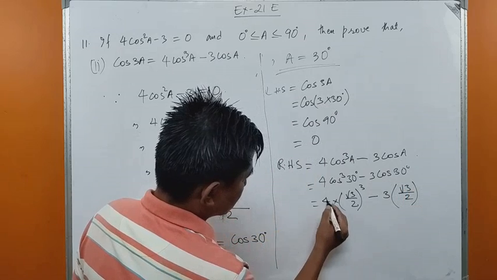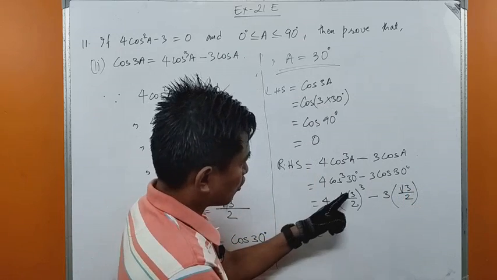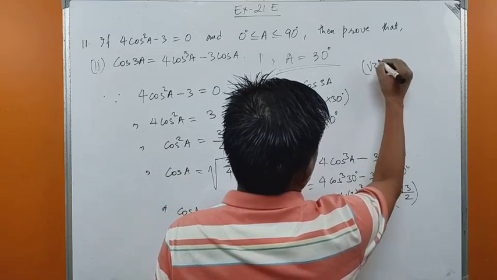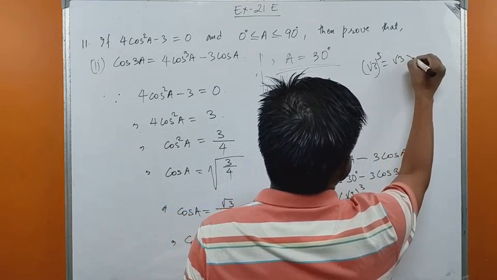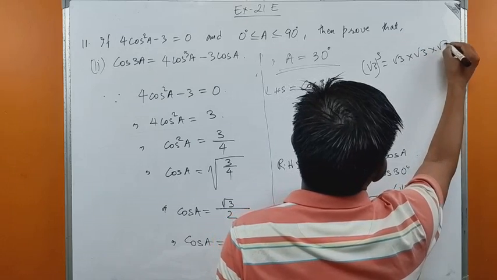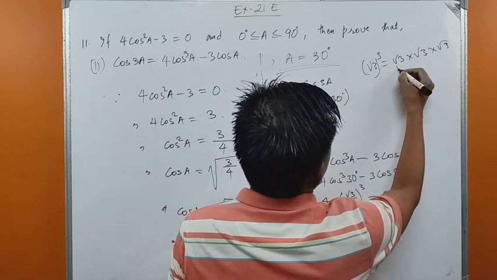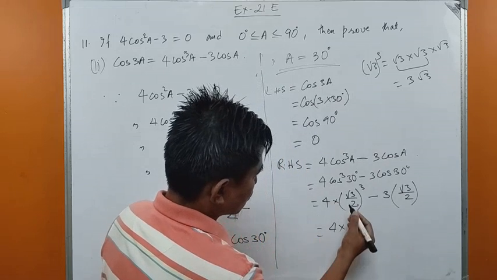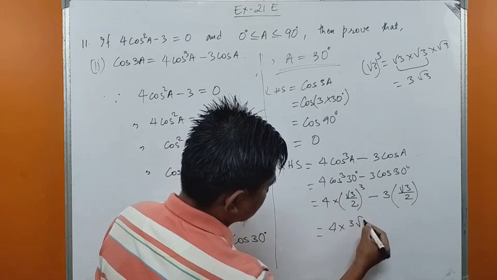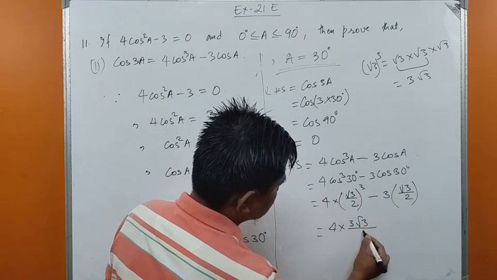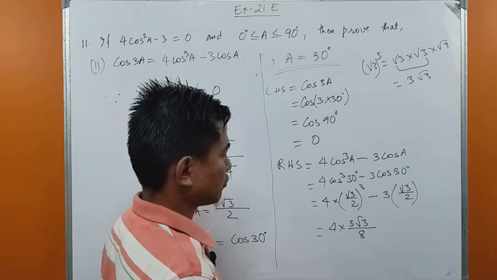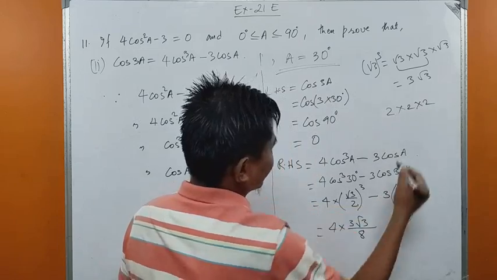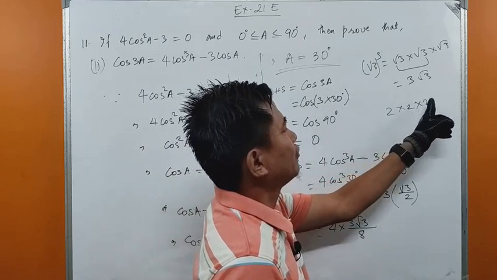Okay, so this is 4. Now root 3 cubed means 3 root 3. Root 3 cubed means root 3 into root 3 into root 3, root 3 multiplied 3 times. So root 3 into root 3 is 3, into root 3. So root 3 cubed means 3 root 3 upon 2 cubed, which means 8, isn't it? 2 cubed is 2 multiplied 3 times: 2 times 2 is 4, 4 times 2 is 8.